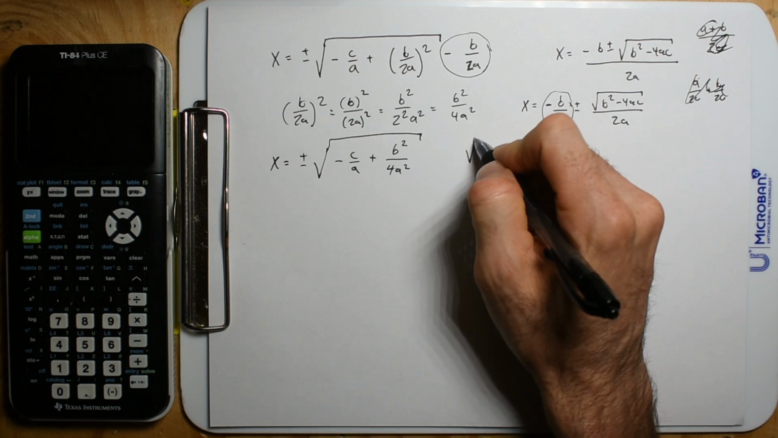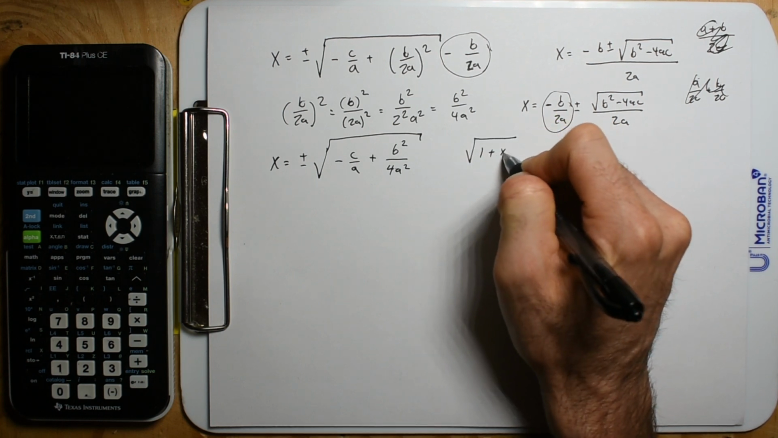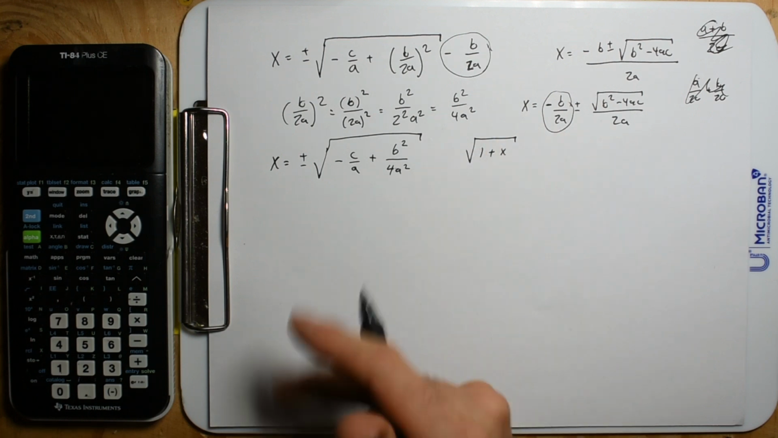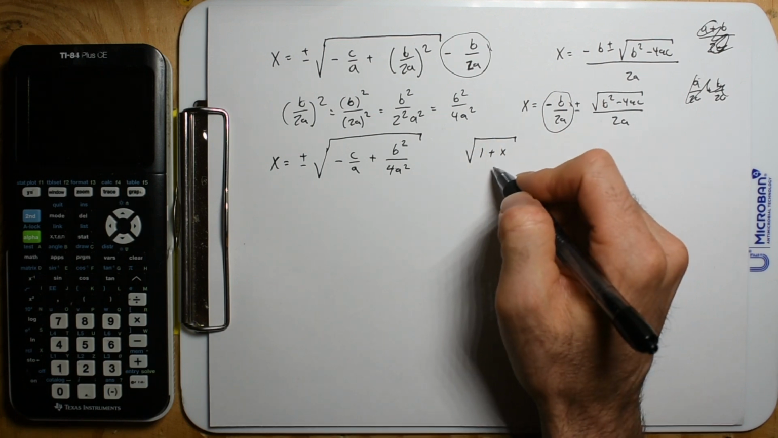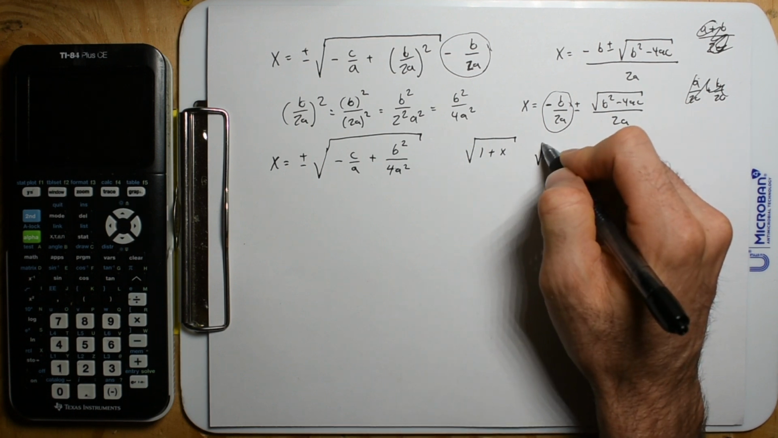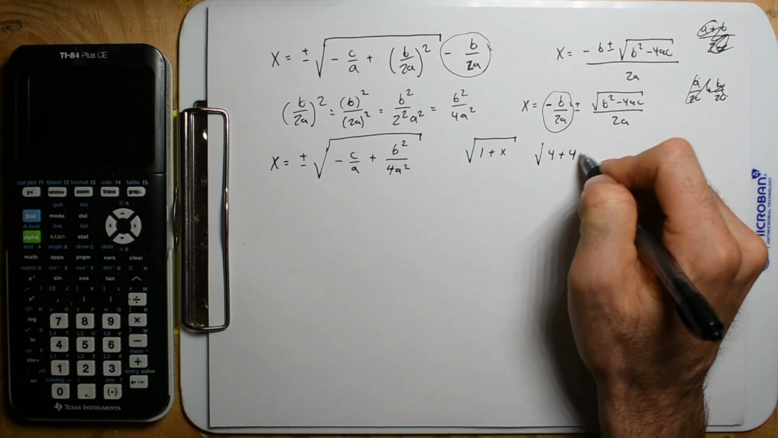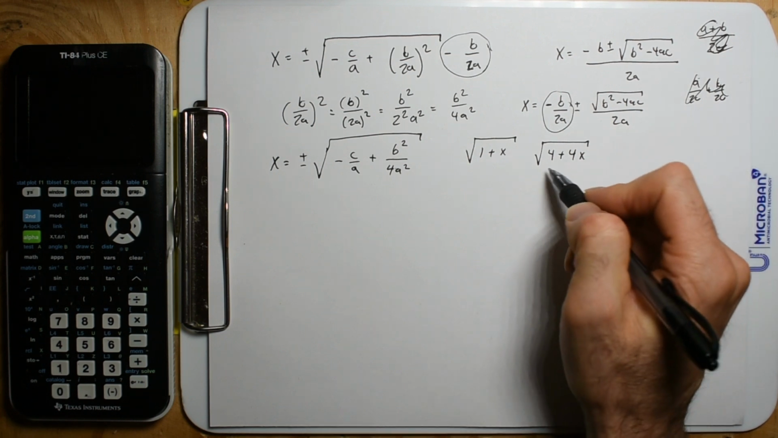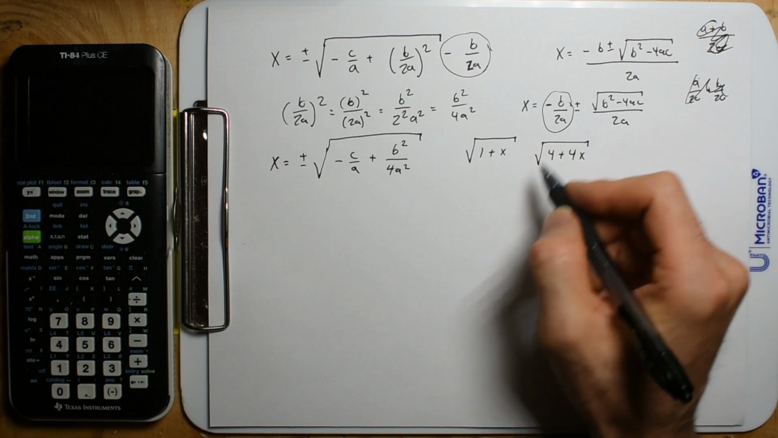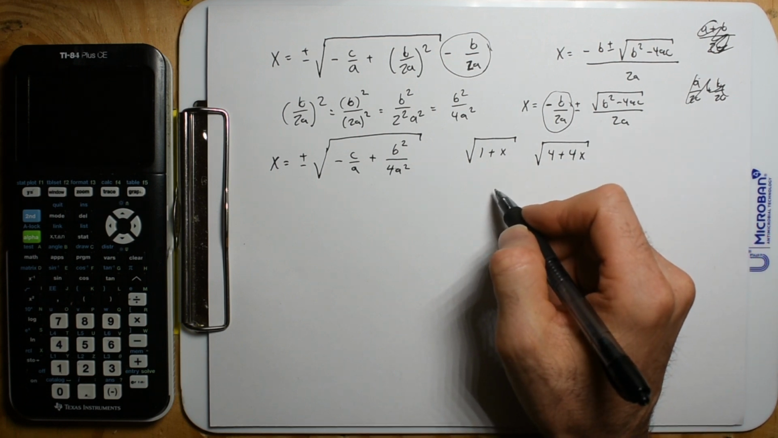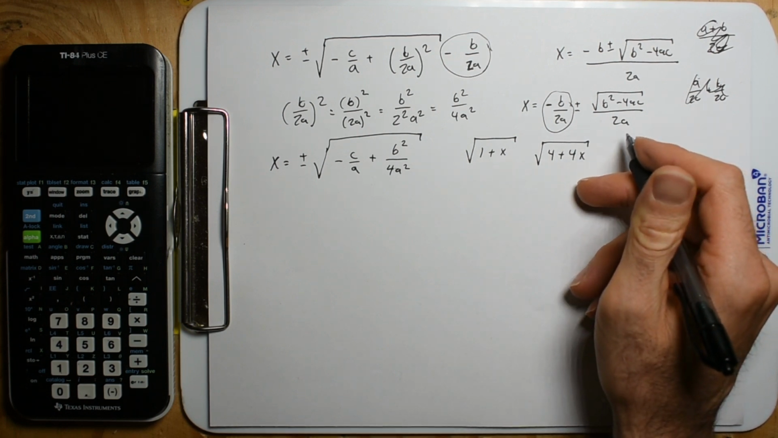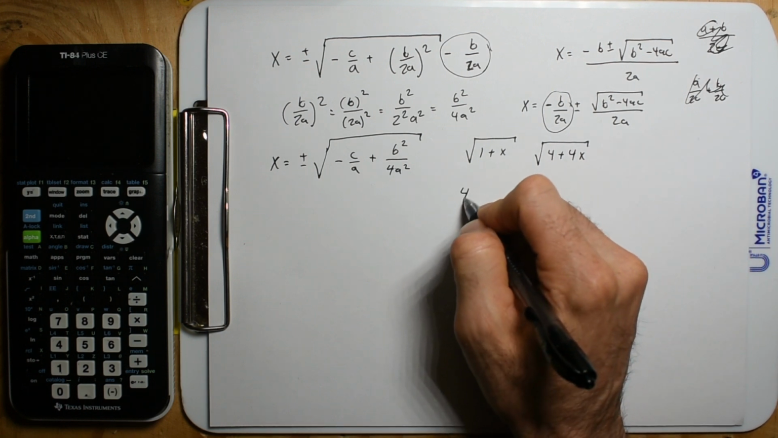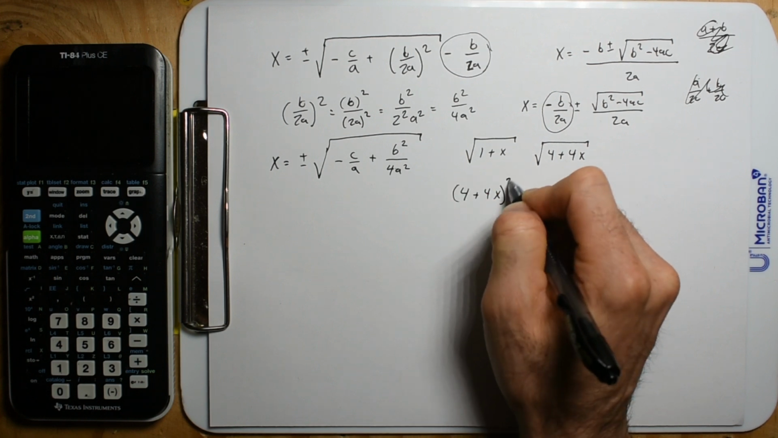So if I had the square root of 1 plus x, I can't really get anything out of here. I'm just coming up with stuff on the fly. But let's say I had the square root of 4 plus 4x. Well, heck yeah, now I can actually get something out. Let's do the same thing and say we have 4 plus 4x squared.